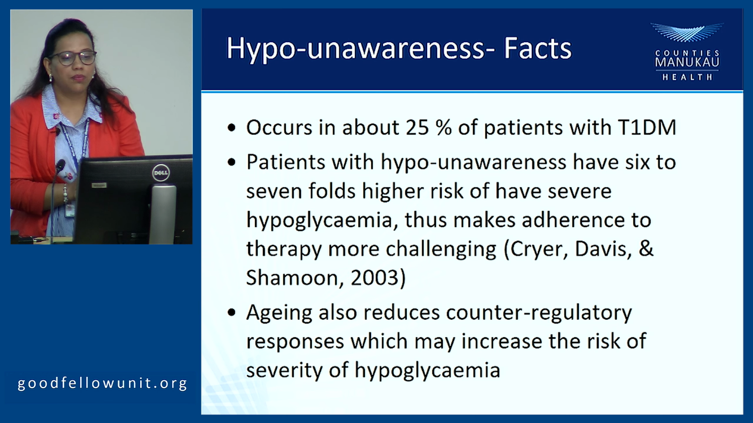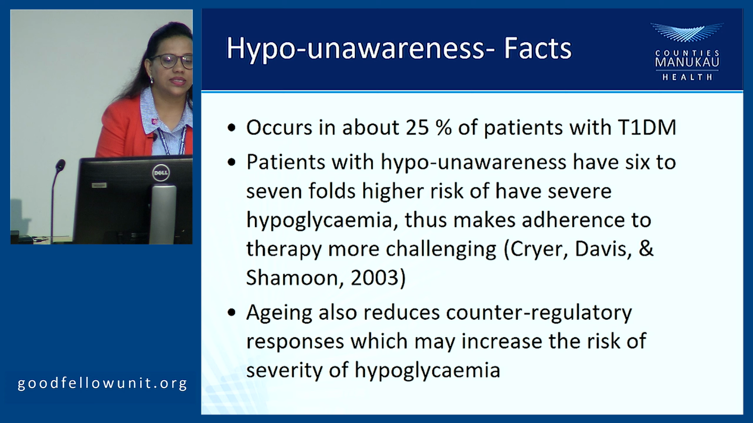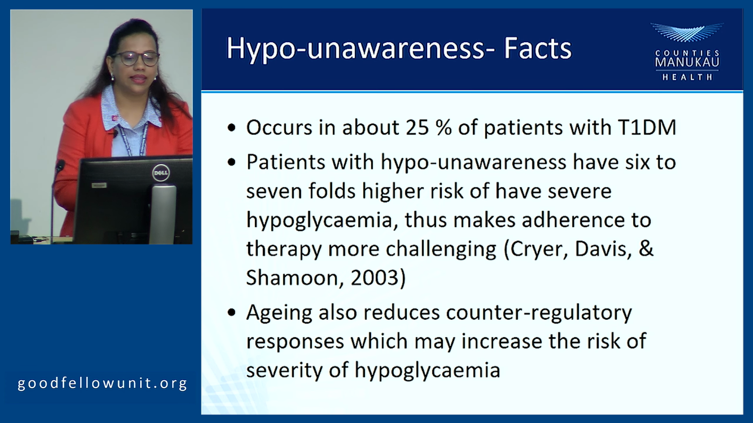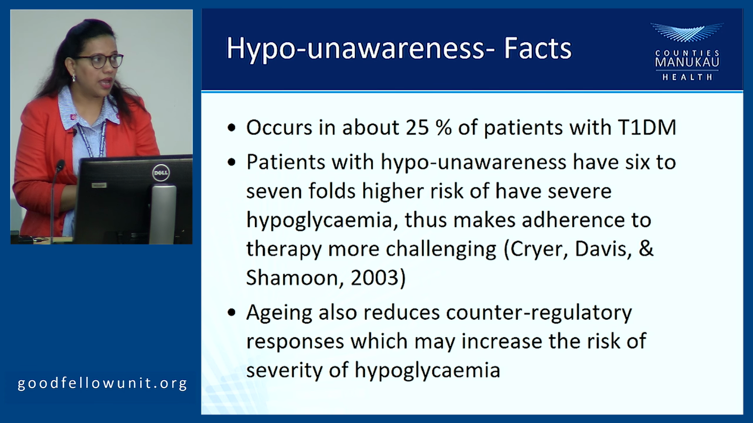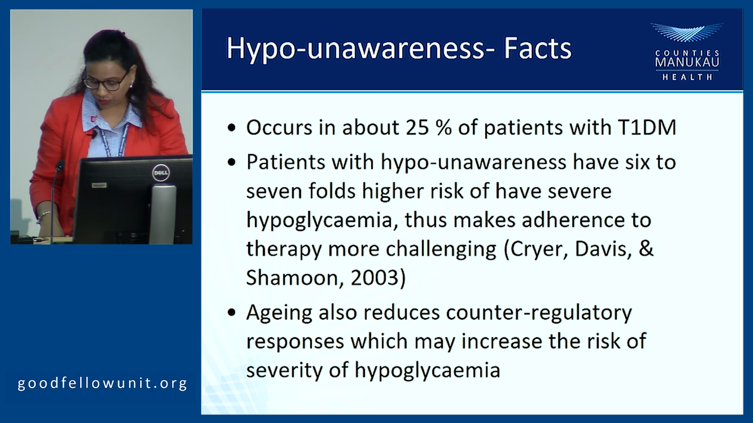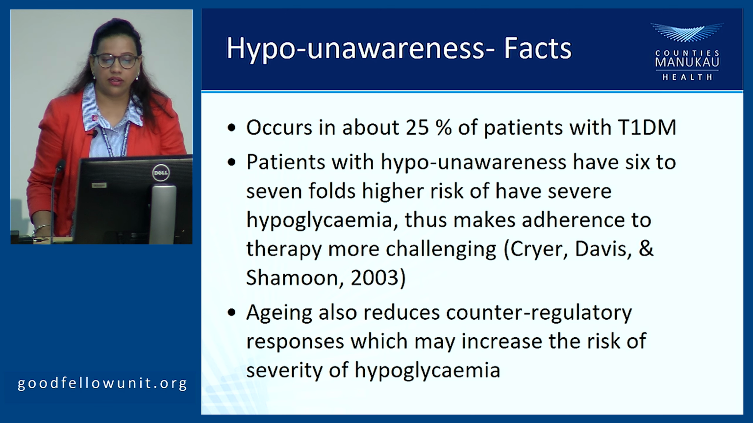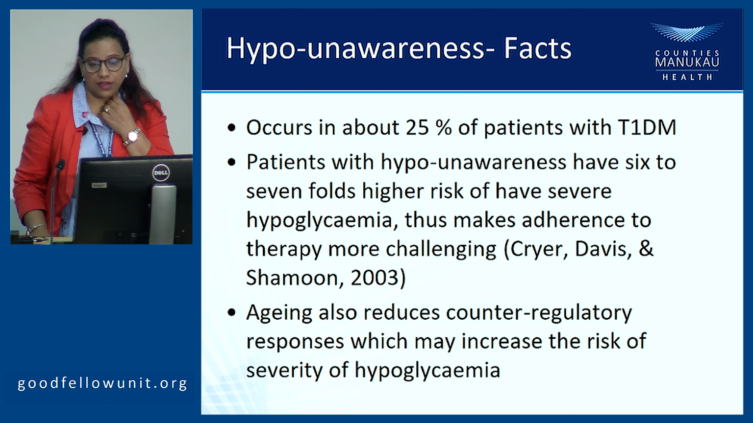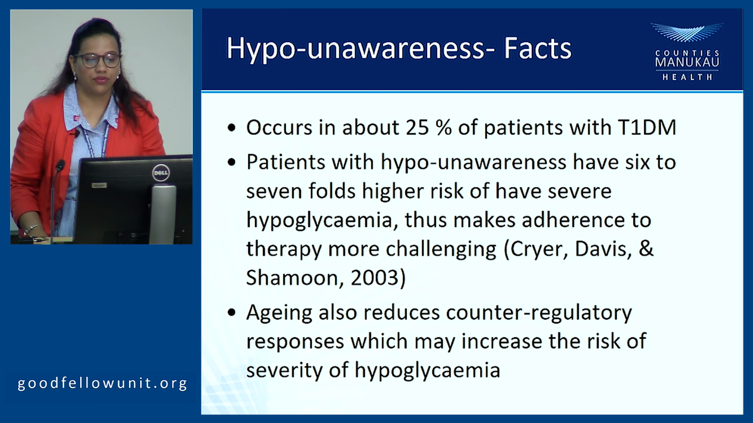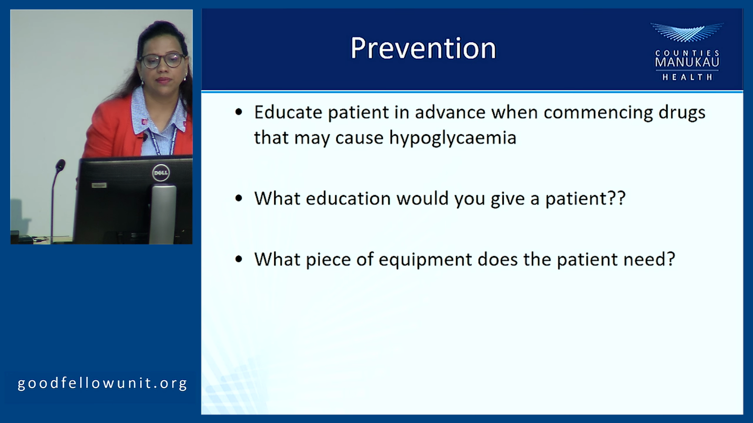Hypo-unawareness is another fact. About 25% of patients with type 1 DM experience hypo-unawareness, and their risk of severe hypoglycemia is 6 to 7 fold higher than those who don't have hypo-unawareness. Aging is also another factor which reduces counter-regulatory responses, which may increase the severity of hypoglycemia.